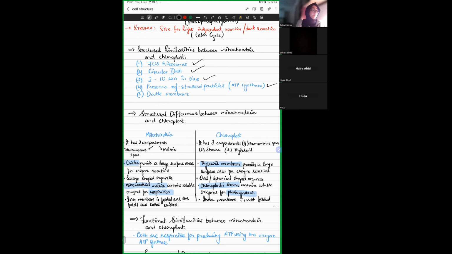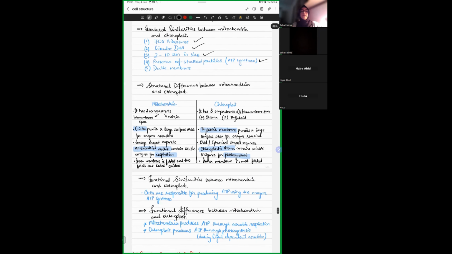Now, obviously, we have enzyme reactions taking place, and we said that the head of the stalked particle is an enzyme. It is the enzyme known as the ATP synthase. So, obviously, we need space, we need a region where those reactions can take place. Because the stalked particle is present on the cristae of mitochondria, the cristae are providing the surface area for the enzyme reactions in mitochondria. And in chloroplast, because the stalked particles are present on the thylakoid membrane, it is providing that surface area for the enzyme reactions to take place.